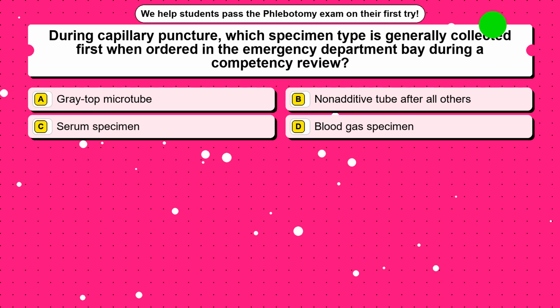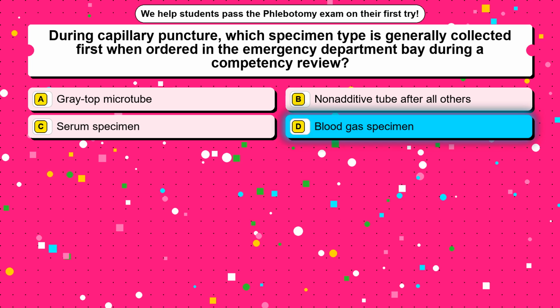Question 43. During capillary puncture, which specimen type is generally collected first when ordered in the emergency department bay during a competency review? Option A, gray top microtube. Option B, non-additive tube after all others. Option C, serum specimen. Option D, blood gas specimen. The correct answer is option D.